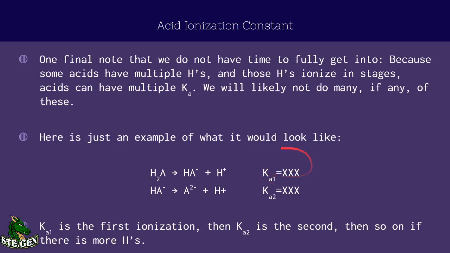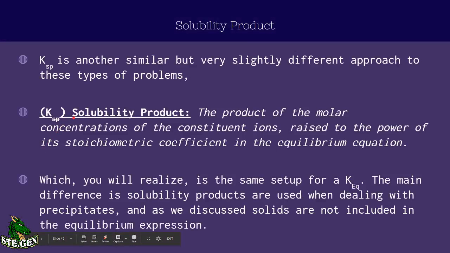a lot easier to split apart. It's going to be more likely to split apart, and it gets less and less likely as it goes through the process. As a general rule, that doesn't always hold the case, though. Now, Ksp is the other type, but it's just a slightly different approach to the types of problems. The process is the same, but the way the questions are worded is usually different.